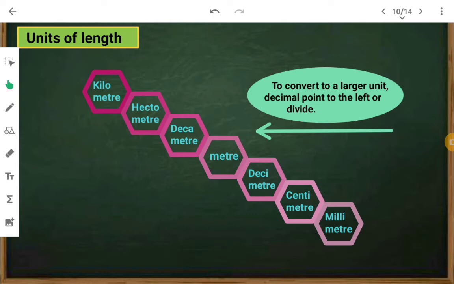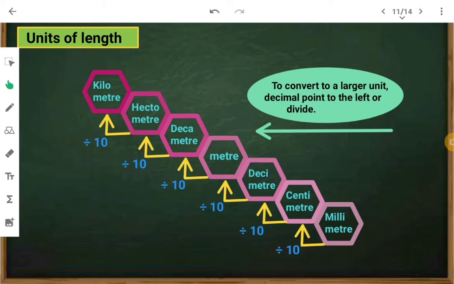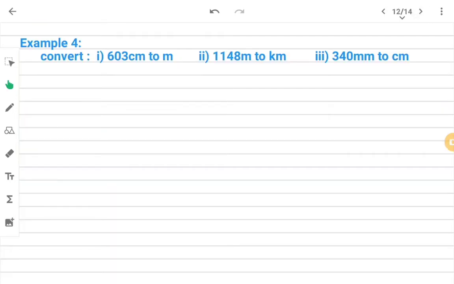Now we are going to see how to convert a smaller unit to a larger unit. So what we have to do? We are moving from smaller to larger. We have to divide it. Okay, fine. Now we'll see an example. Here, 603 centimeter to meter. Here centimeter is a smaller unit than meter, right? So for that what we have to do? You have to divide it.